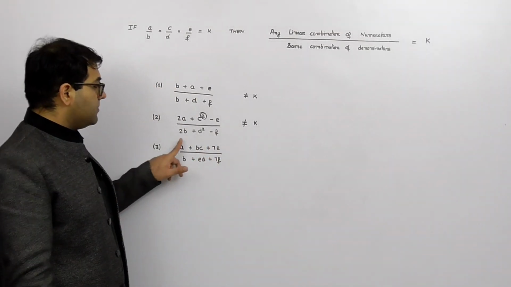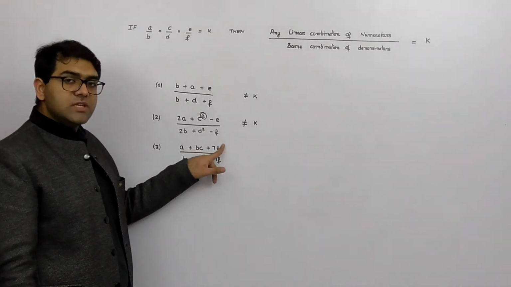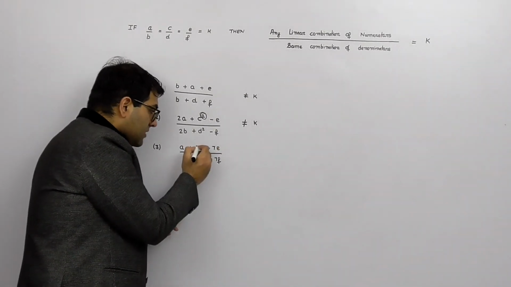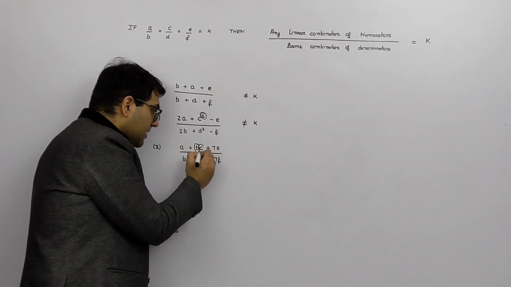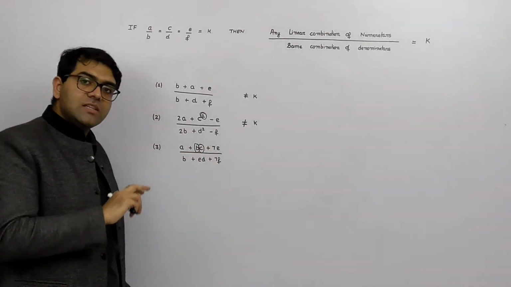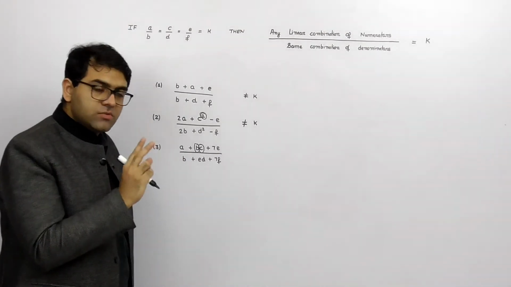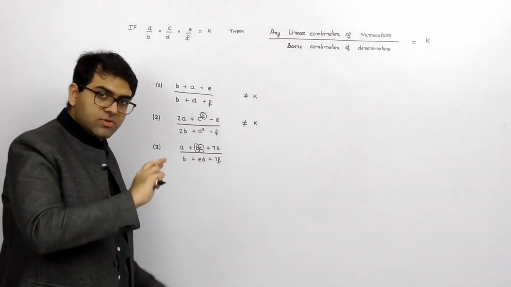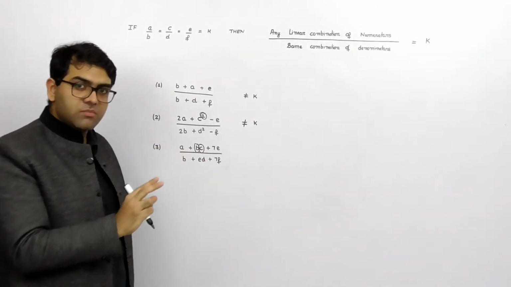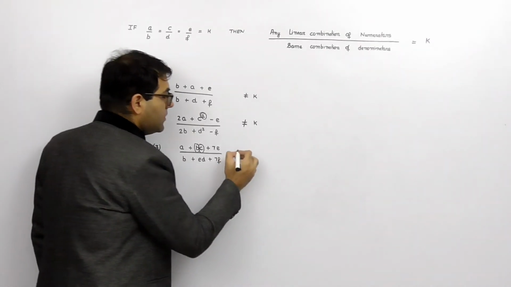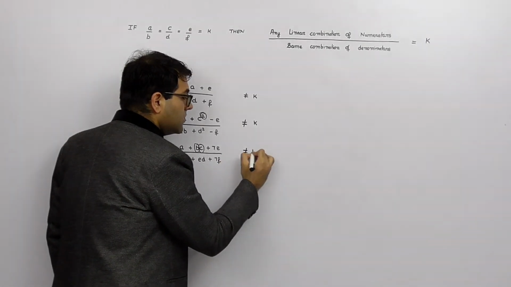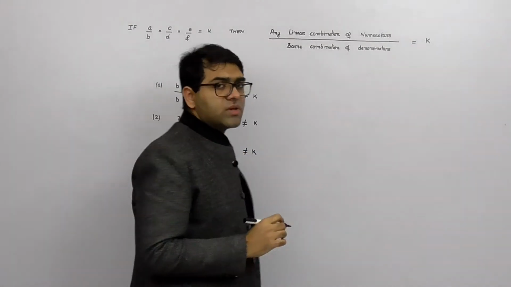Third one, A plus BC plus 7E. Again, what we are having here is a variable B getting multiplied with variable C, so that at the end of the day, the degree of the expression ends up becoming 2. It becomes a quadratic expression because you have a degree 2 when the two variables are getting multiplied. So again, law of equal ratio is not applicable here. Therefore, the answer is not equals to K.